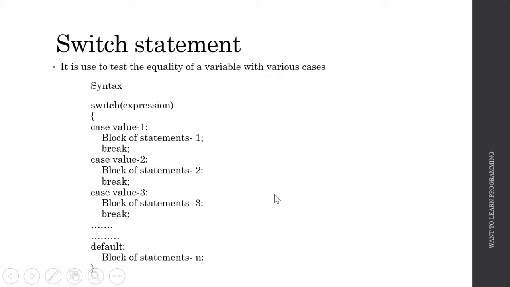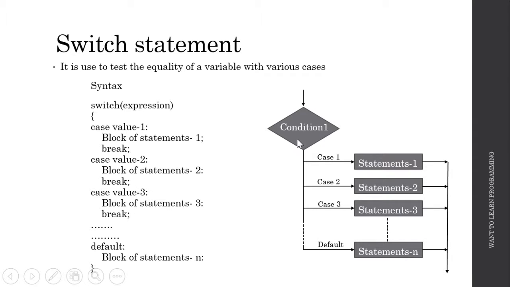Let's look at the same thing using a flowchart to make it more meaningful. Here we have to put the condition, that is the expression. So if the expression matches the case 1 value, then statements 1 will be executed. For case 2, where the value of the expression is value 2, then statement 2 will be executed. Similarly, statement 3, statement 4, and then at last if none of the cases match, then the default block will be executed, statements n, and then it will continue with the rest of the program.